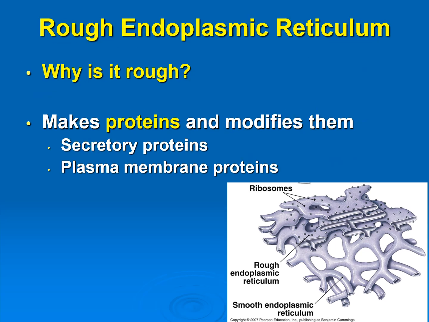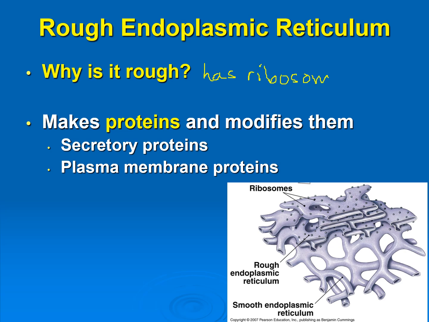Okay, so the rough endoplasmic reticulum, or the rough ER, why is it rough? So if we take a look at our picture down here, you can see the rough ER is on top here, and you can see it's kind of bumpy. And the reason it's rough is because it has ribosomes attached to it. So that's why it's rough.